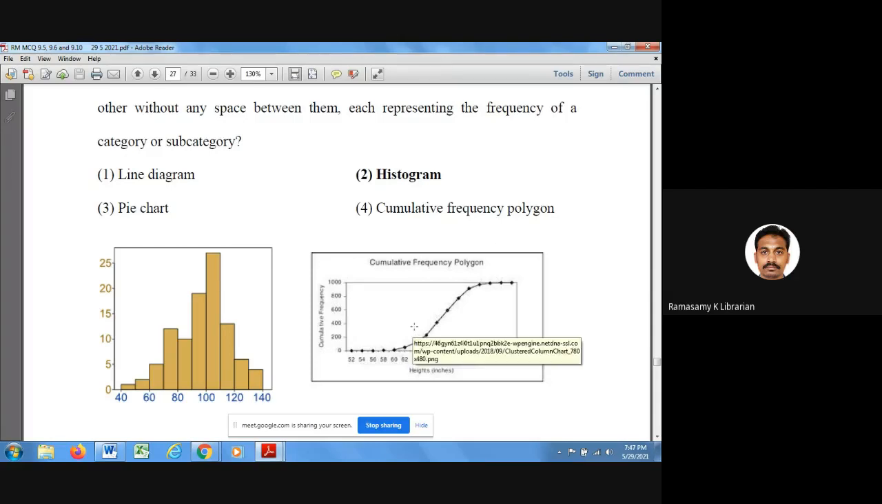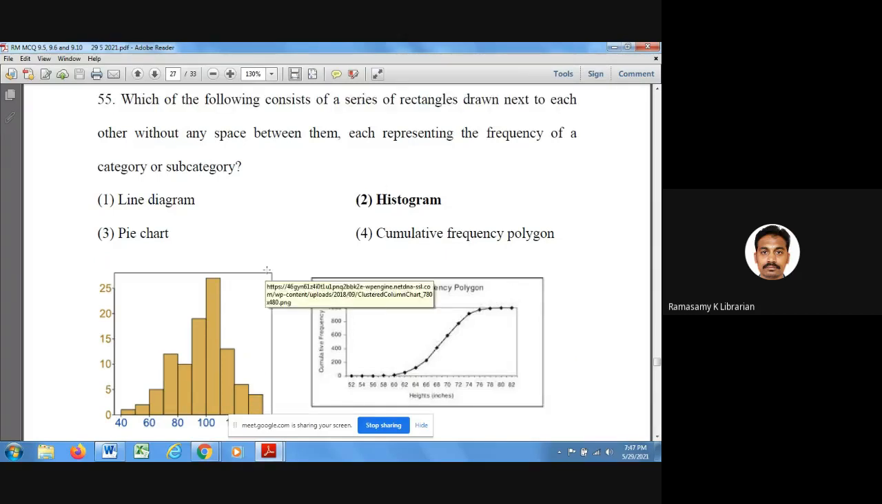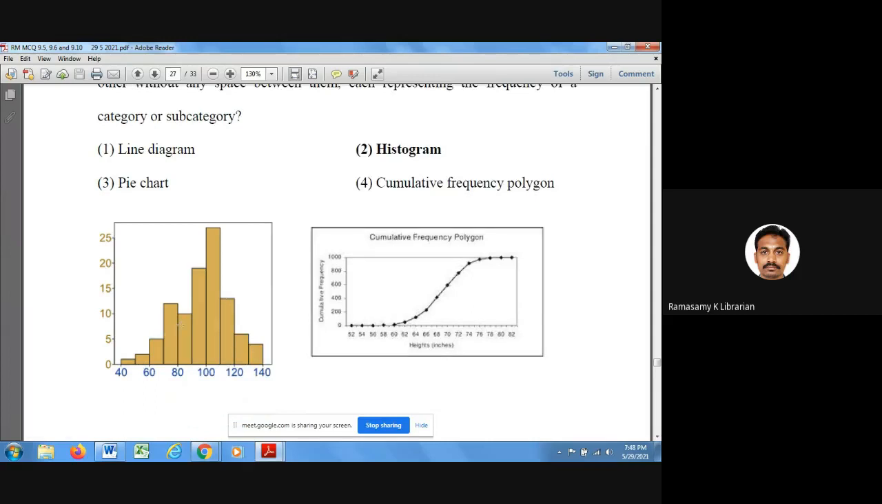I think I told you what is ogive. What are two different types of ogive curves? So histogram is a chart where we are drawing the rectangles next to each other without any space in between them, and each represents a particular frequency.